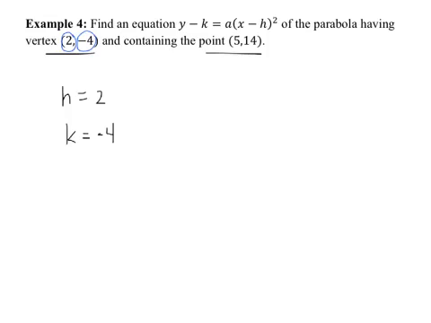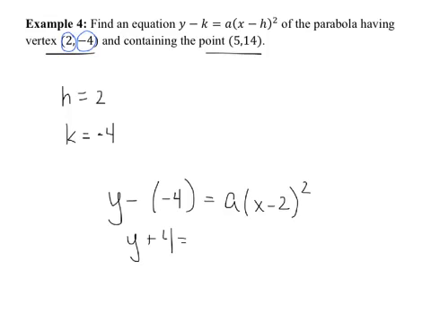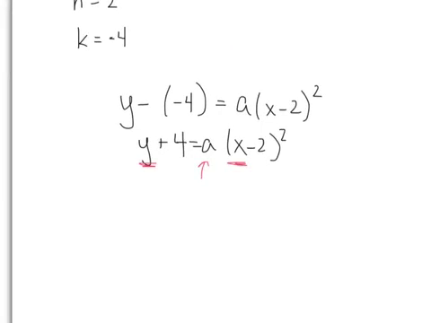So we can plug those values into the equation. So we have y minus negative 4 equals a times x minus 2 squared. Well, this is y plus 4 equals a times quantity x minus 2 squared. Now we need to figure out what a is. Well, we've got this other point here. And since it's a point on the graph, it must satisfy the equation. So what we can do is plug it in here for x comma y and then solve for a. So let's go ahead and do that. 5, 14. So 5 goes here and 14 goes here. And then we finish off the problem, just solving for a.